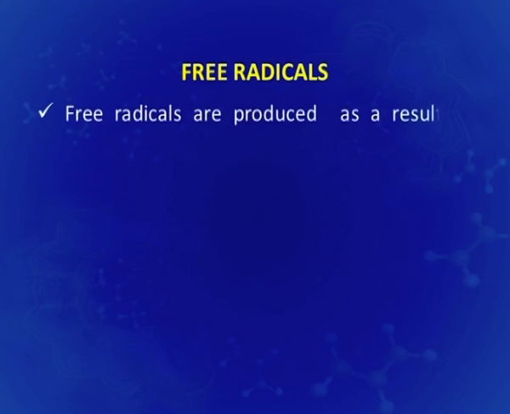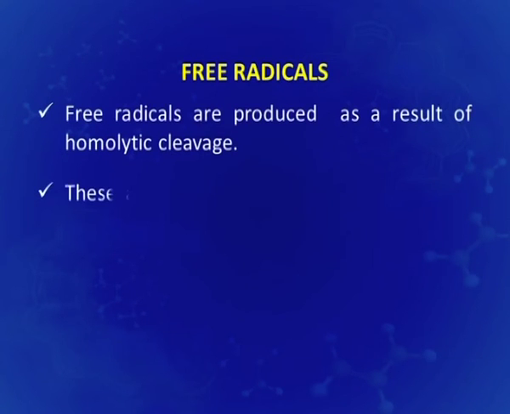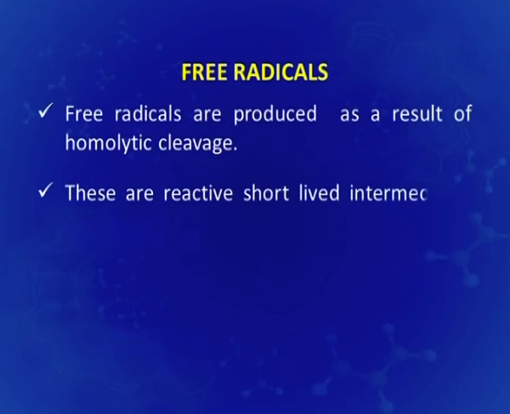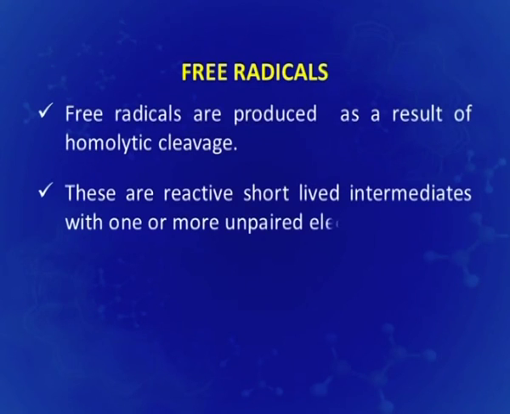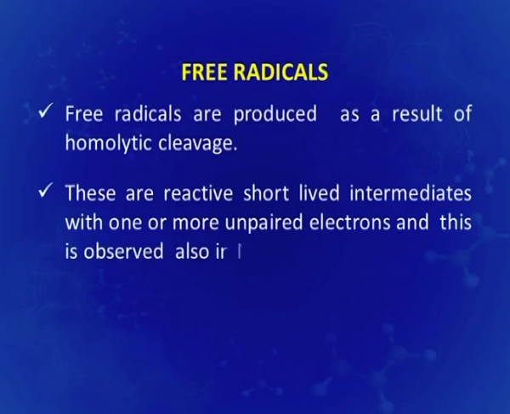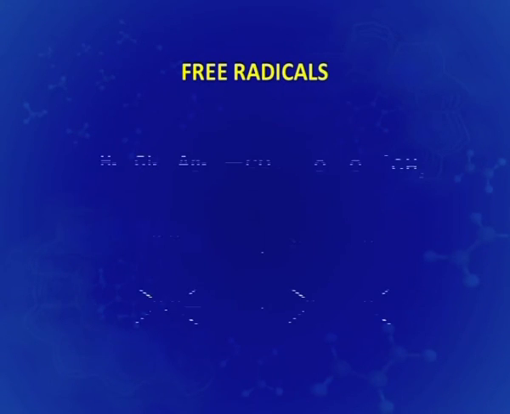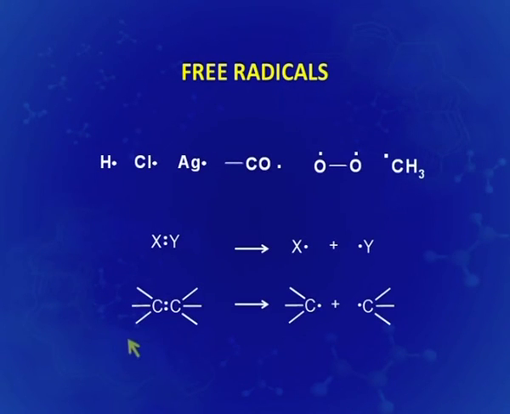The last type of intermediates which we would deal with in this presentation are free radicals. You would again recall that free radicals are produced as a result of homolytic cleavage. These are reactive short-lived intermediates with 1 or more unpaired electrons, and this is observed also in NO, NO2, sodium or the chlorine atom. The examples are shown here, and here is the way the radicals are produced.